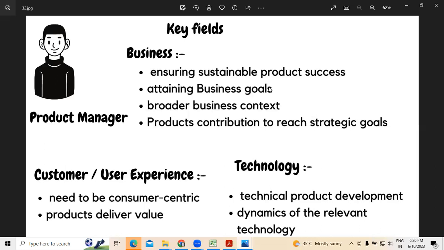So this is what we talked about, technical aspects. When we talk about key fields, one is business, second is customer and user experience, third is technology. Clear, Tarun? This is the overall understanding about product management.